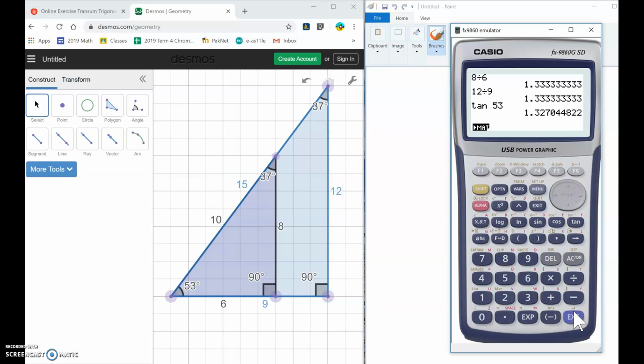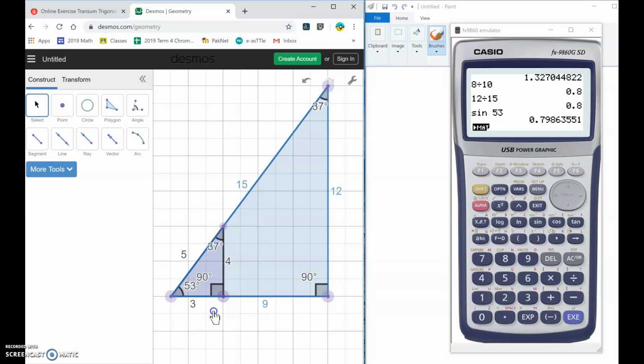Let's have a look at our opposite divided by hypotenuse. So opposite the angle was these two and the hypotenuse was these two. Those are the lengths. And then opposite over hypotenuse is the sine button. So if I go sine of 53, it should be the same. So that's kind of what's happening: if we know the angle and the side, we can figure out the other.